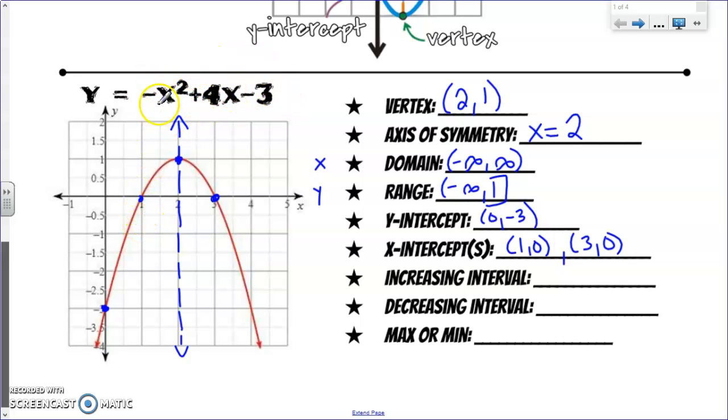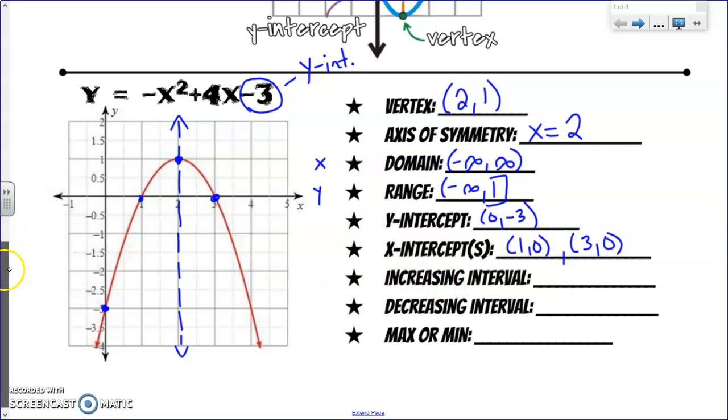This function is in standard form. Does everybody see that? ax squared plus bx plus c, right? Your c, do you see this number here? What is that in this graph? The y-intercept. So this c, when it's in standard form, will always be our y-intercept. So that's another way to check it, or if you don't have the graph, you can see it from the function. Everybody good there? Okay.